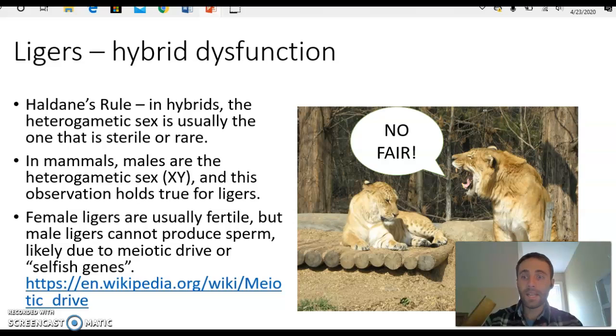So this kind of ties in with ligers. This is an interesting thing about ligers. Ligers are a hybrid, meaning we have males and females from different species crossing, producing these hybrids. What's interesting about ligers is that males are usually sterile, and this was an observation that a lot of breeders had for a while. This Haldane guy was a British biologist, I think in the 1800s, and he found that in hybrids, it's usually the heterogametic sex that is sterile or rare.